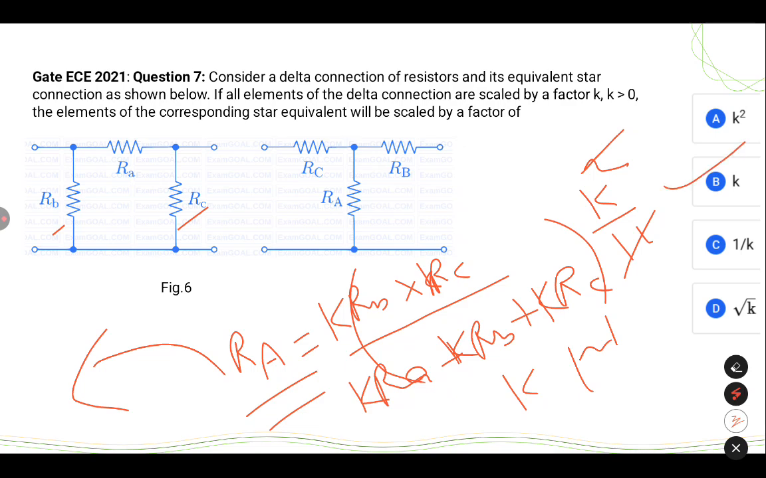Actually the previous one was not a good way, because in the previous one we assumed that Ra equals Rb equals Rc. It is not given in this question, so I am not considering that. k squared will be outside, k will be outside, k will cancel out, only k will be left. So it will be scaled by k. So option B will be correct.